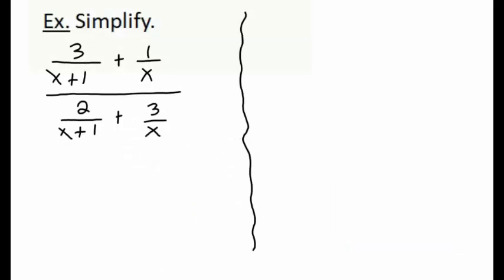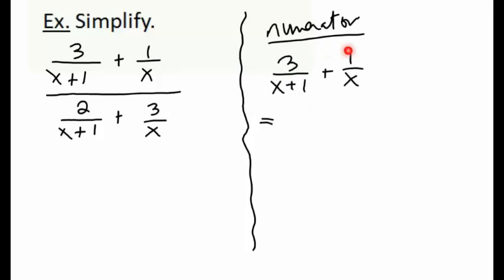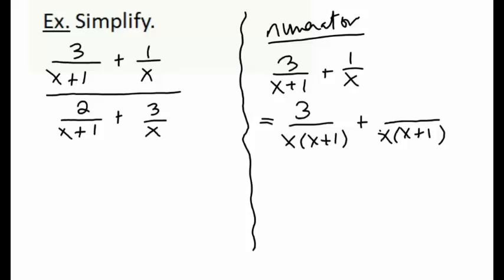Here's our second example, and I'm going to first start working with the numerator. So here we know that the LCM of these two denominators is x times x plus 1. This means that the fraction on the left-hand side is missing a factor of x, so as I move from this fraction to this fraction, we're going to multiply both the numerator and the denominator by the value of x.